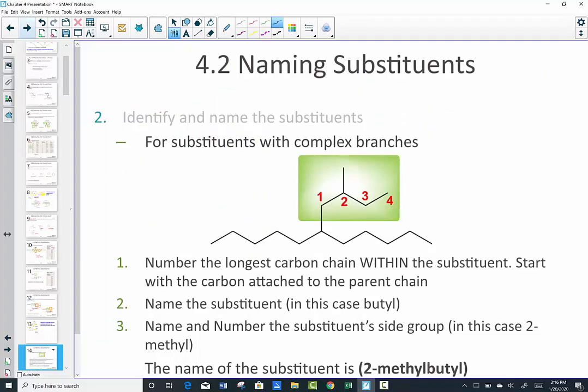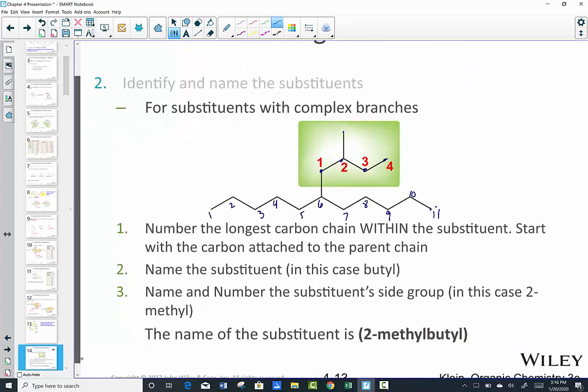For substituents that have more complex branches, here we have a 1, 2, 3, 4, 5, 6, 7, 8, 9, 10. Here's a long carbon chain, right? And I look up at this carbon I numbered 6 and I see 1, 2, 3, 4, and then a 5th carbon coming off of there. So this is what I would call a more complex branch than a straight chain. The substituent has branching itself. Find the longest carbon chain within that substituent. Clearly here you see that would be 4.